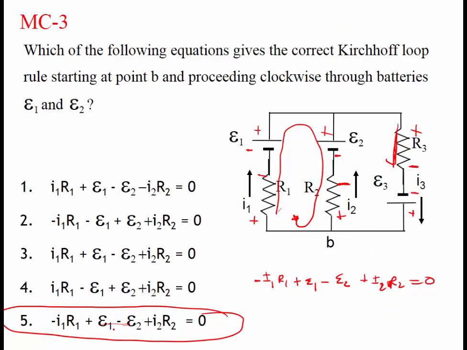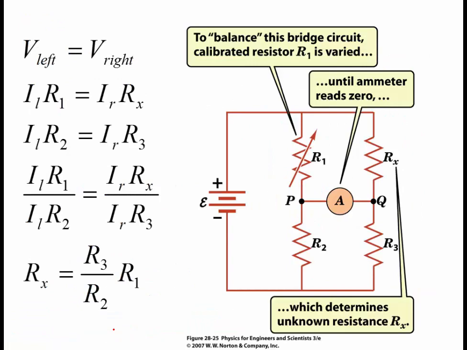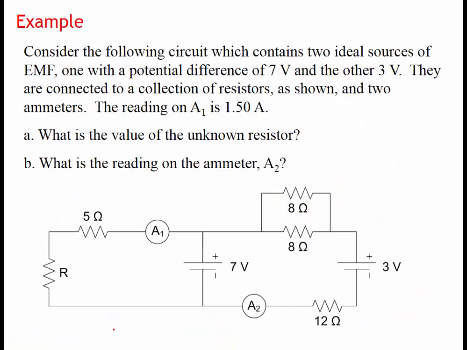I'm going to stop here for today. I'll cover this in class, but I recommend you do this example for homework and let's see what we get. You need to determine the unknown value of that resistor here, and also the current flowing through the ammeter. All right, this will be it for today, and see you next time.